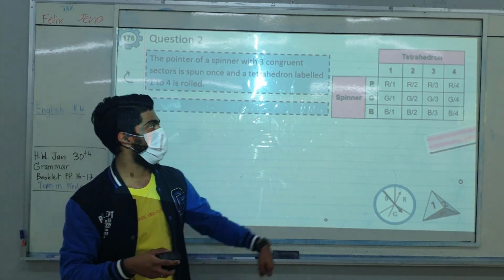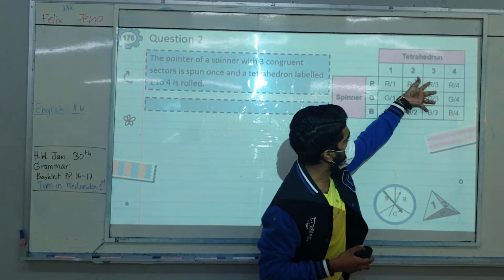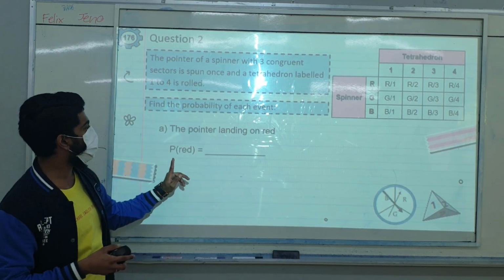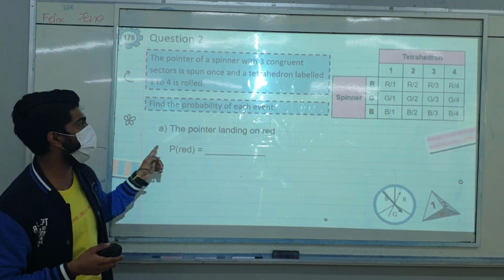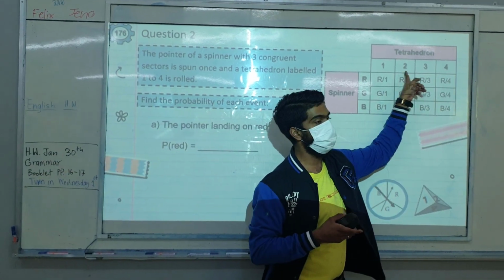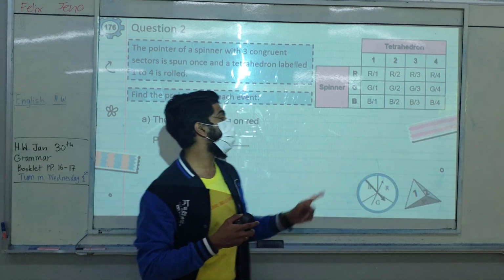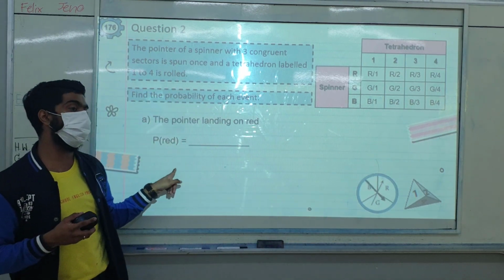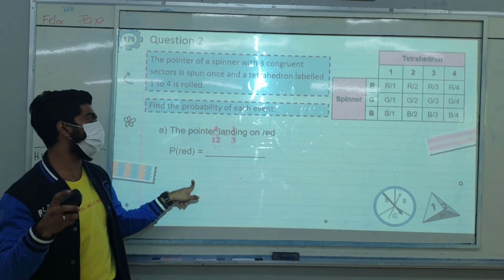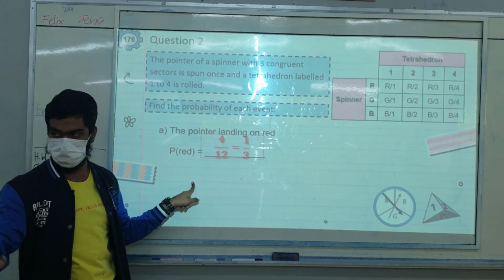12. Very good. So there are totally 12 possible outcomes which are right here, right? Now let's see the question. Probability of landing red. So how many reds do we have from this 12? 4. We have 4. So the probability of landing in red would be how much? 4 over 12, which is equal to 1 over 3, 1/3, right?